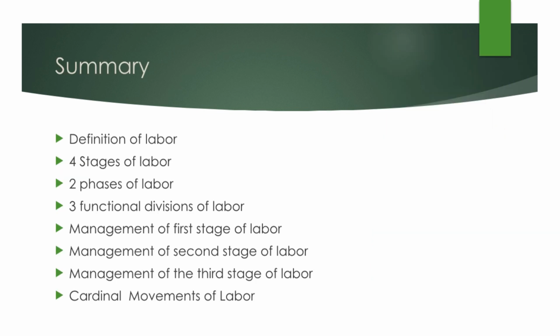In summary, we have defined labor, identified the 4 stages of labor, the 2 phases of labor, the 3 functional divisions of labor, and we also discussed how to manage the first stage of labor, the second stage of labor, and the third stage of labor. And finally, we discussed the cardinal movements of labor.